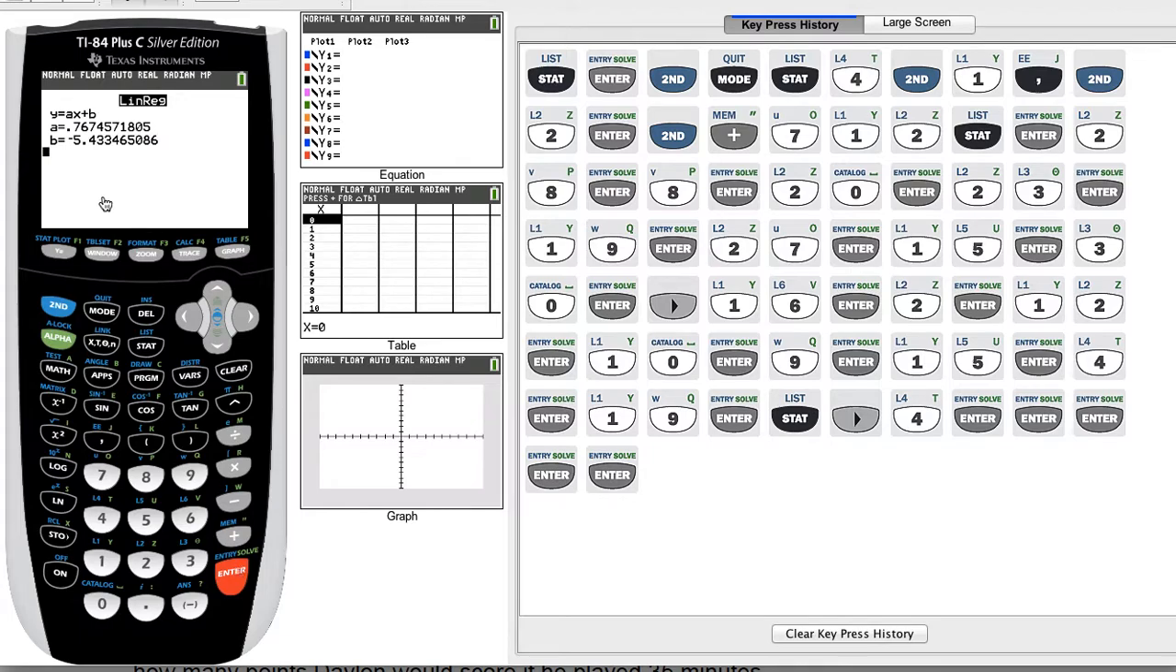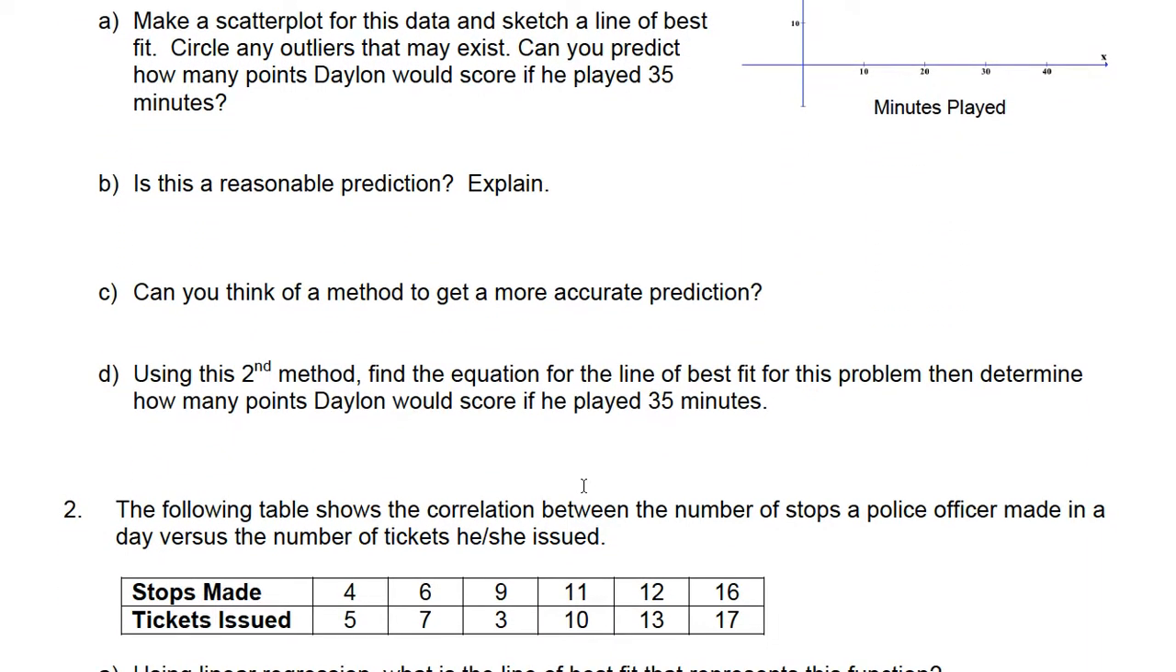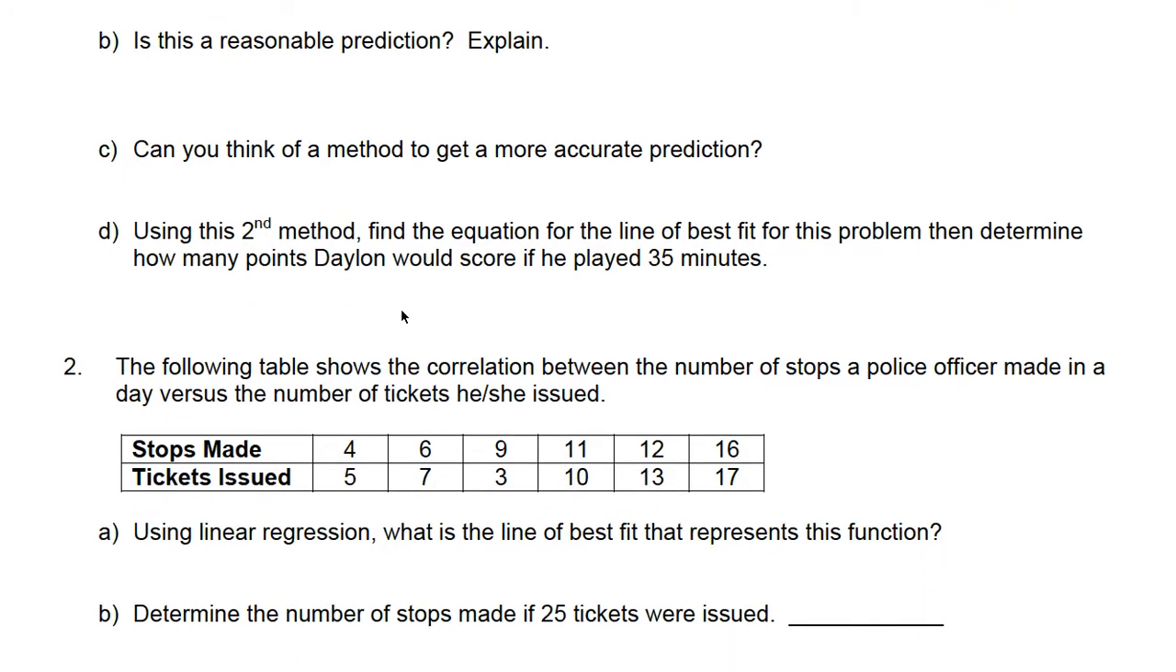And the equation always rounds to the nearest thousandth, so in this case it's going to be y equals 0.767x minus 5.433. Now what you need to do next, go back to your graph, let's push this up. And yes, we thought of a different method, and that is the linear regression.